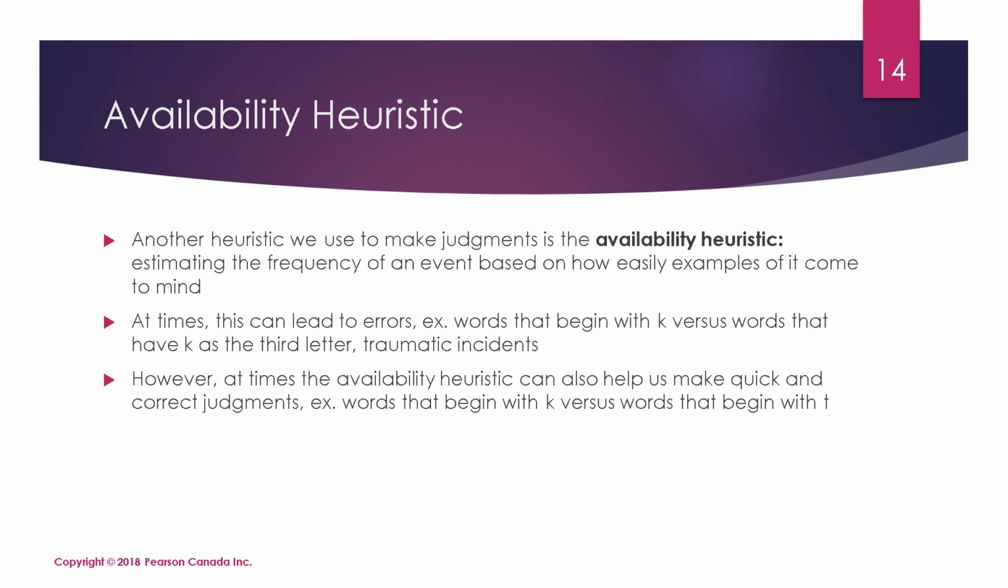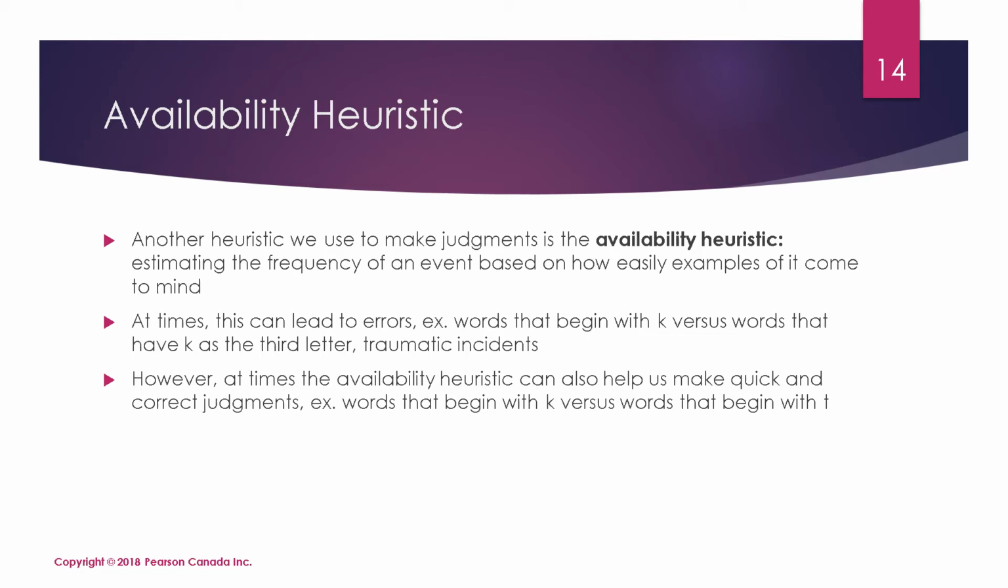So next we're going to talk about the availability heuristic. Another heuristic we use to make our judgments is the availability heuristic: estimating the frequency of an event based on how easily examples of it come to mind. At times this can lead us to errors. For example, if we are asked to think of all the English words you know that start with the letter K versus words that have K as the third letter, you'd probably be able to easily come up with words that start with K, and so say that there are more that start with K than that have K as a third letter.